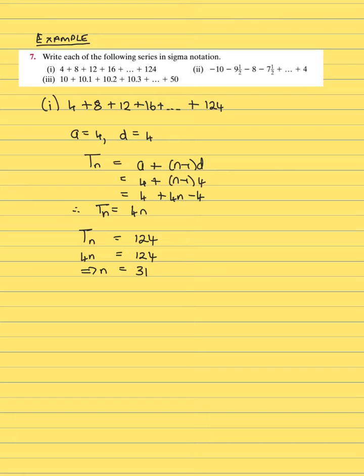So we have the sum of, and we're going from r. We usually use r because n is for the general term, so we use r going from 1 up to 31 because we have 31 terms of this particular sequence, and the sequence is 4n. So there it is in sigma notation.